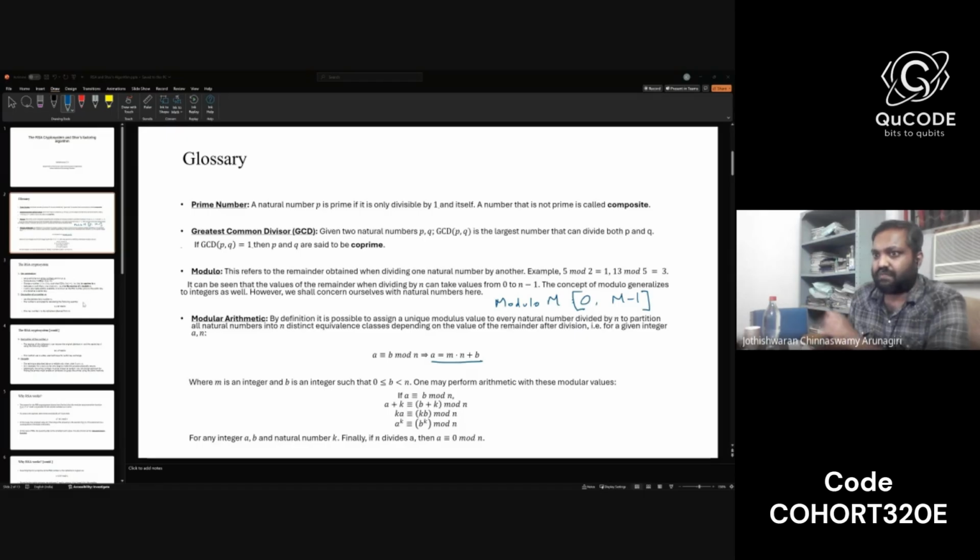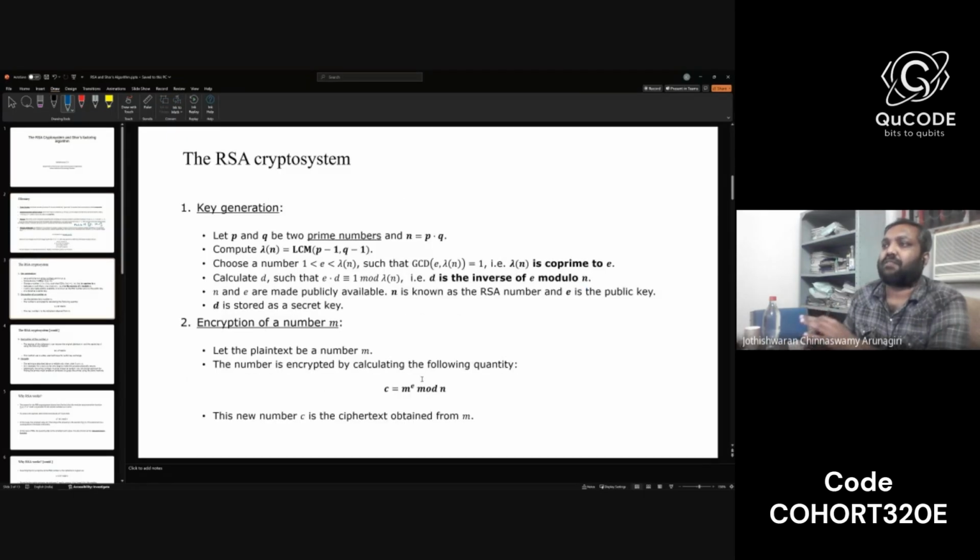Okay, so the glossary is done. Now let us begin in earnest with the RSA crypto system. The RSA crypto system is a public key crypto system. So what is a public key crypto system?